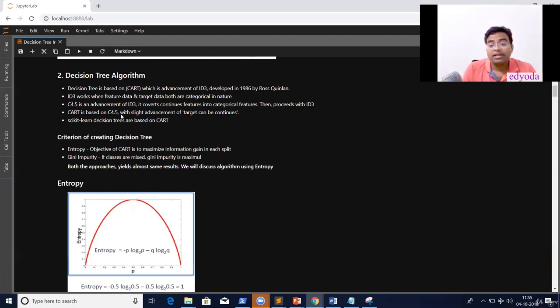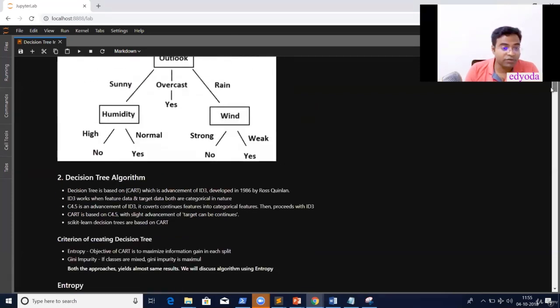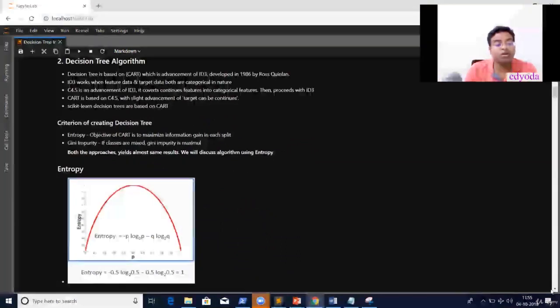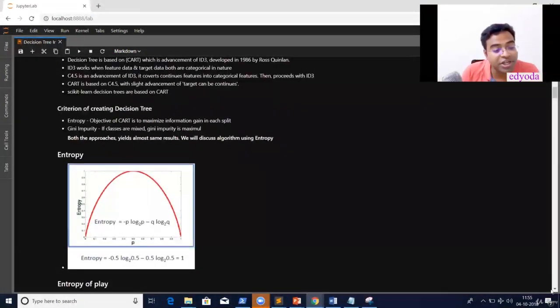And here the whole point is what is the question to be asked, rather, what is the node value. In the above case, what should be the order? We could have started with wind, strong, weak, then outlook, and come here. So what should be the questions, and what should be the order? How does the decision tree figure that out?